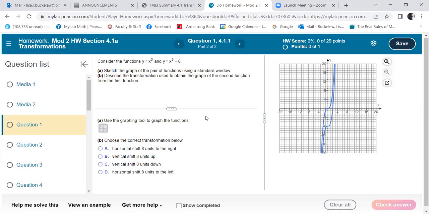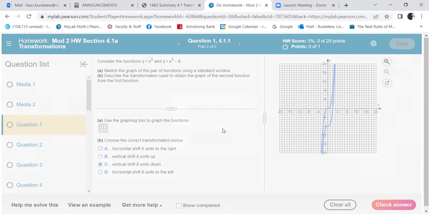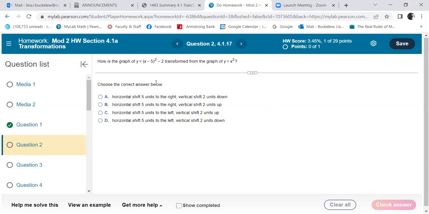So then it asks us, well, what happened there? And that's what I want to start with. I want to start with knowing this first. Well, the correct transformation was when we say something was dropped or lowered, we say that's a vertical shift down. So 8 units down. Okay, so we can continue to do these.